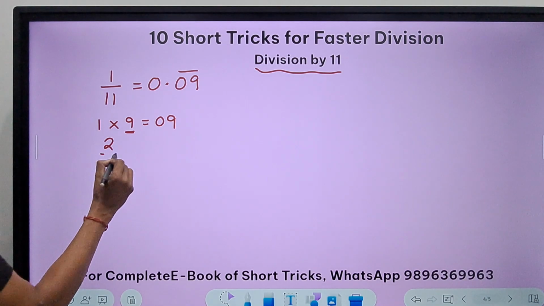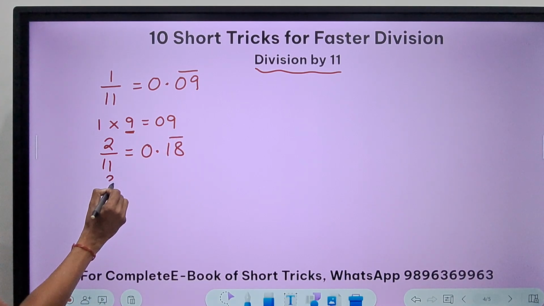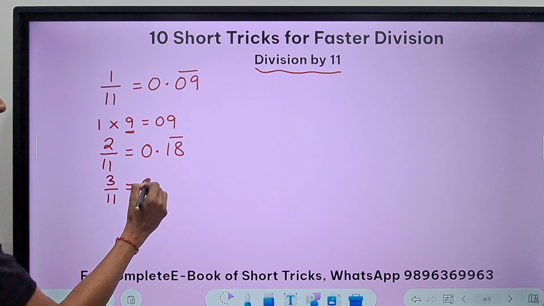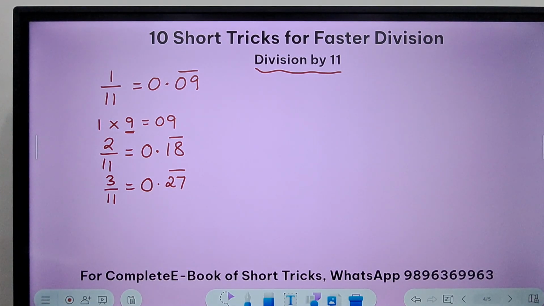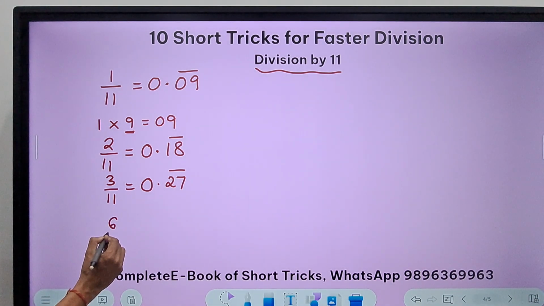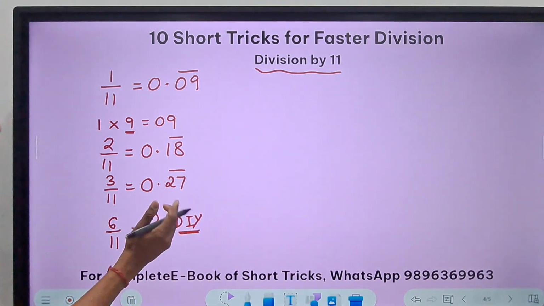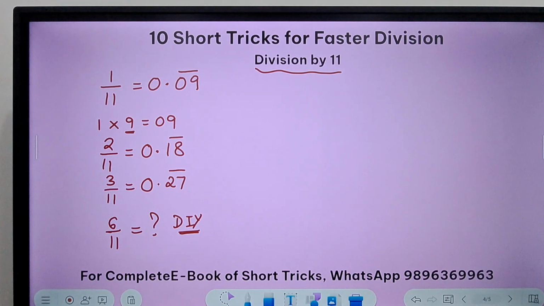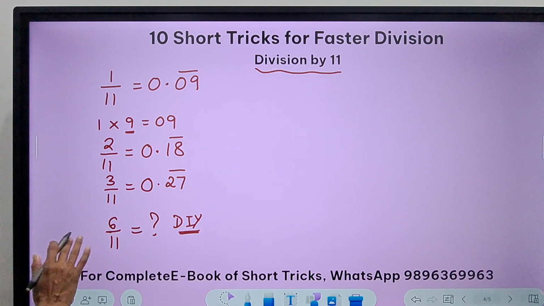So you can do 2 upon 11. So I know 2 times 9 is 18. So 0.18 bar. If I do 3 upon 11, it will be 3 9s are 27. So 27 bar, and so on. Now I think all the proper fractions can be done like this. So I'll give you a DIY. Can you tell me what will be 6 upon 11? Now this is a DIY, so you will post your comments and let me check whether you get it right or not. Now division by 11 can be done using this trick, but what about improper fractions?